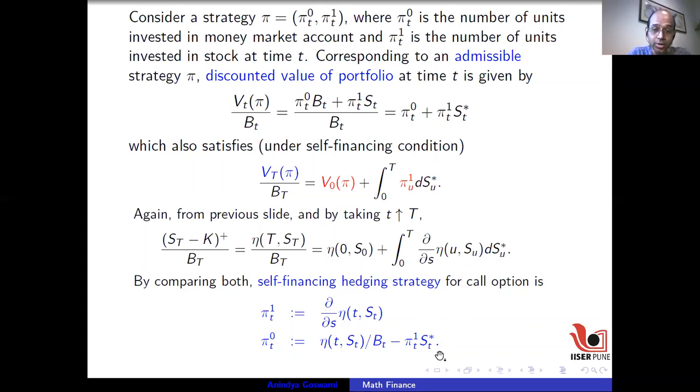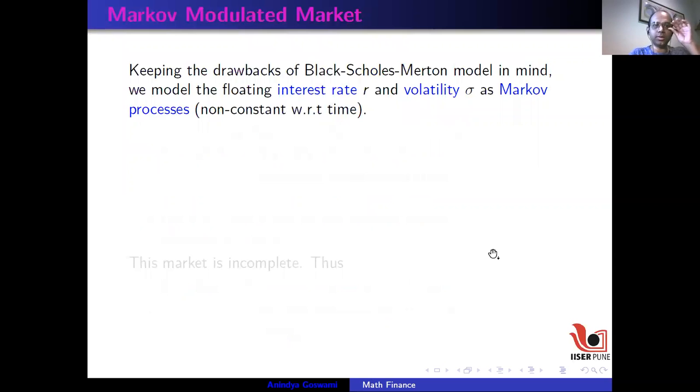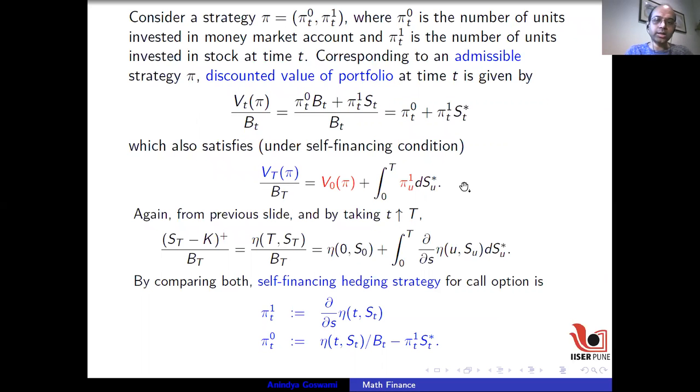And by doing that, we also now validate that yes, eta, the solution of the PDE, is giving me the option price. So the PDE itself is the option price equation. So you get the answer to all of your questions from here. Now I move to the Markov modulated thing. Of course, this thing is easy to generalize. That was the idea behind the Föllmer-Schweizer decomposition.